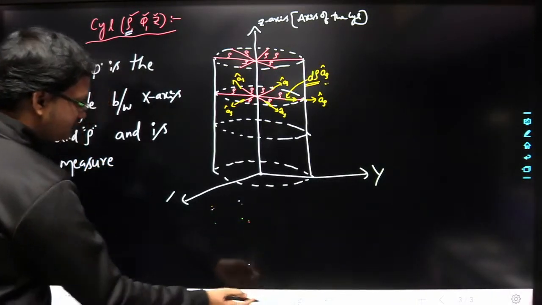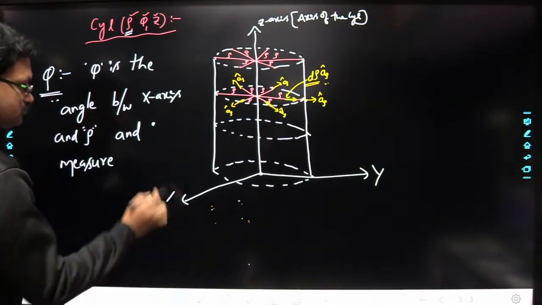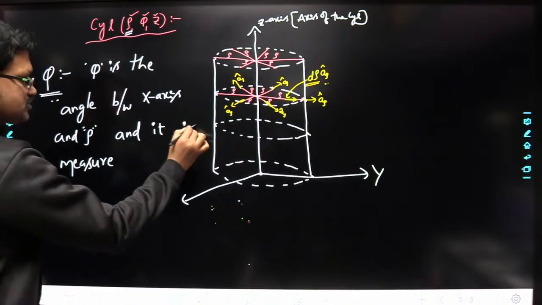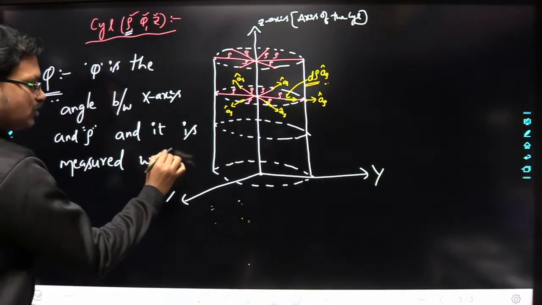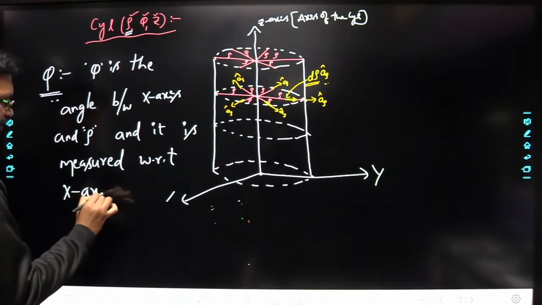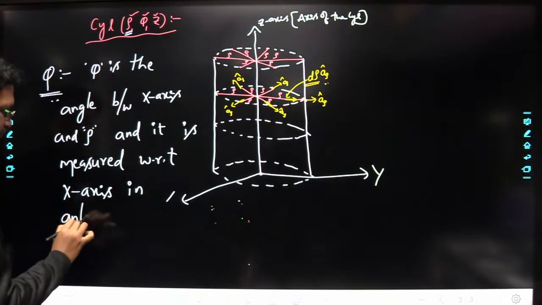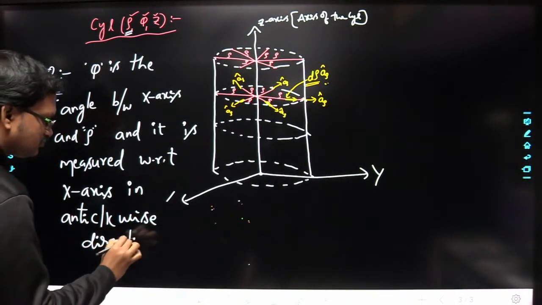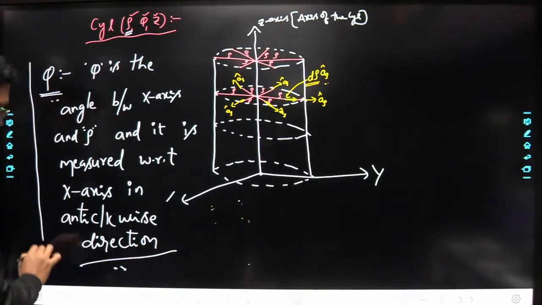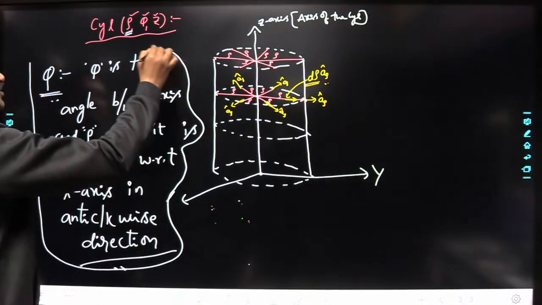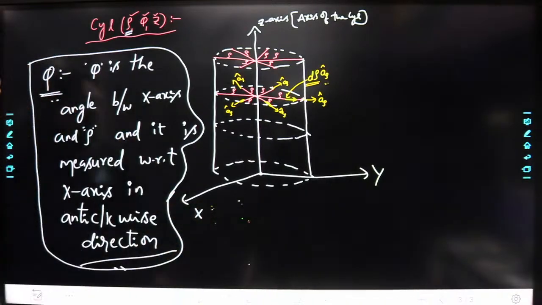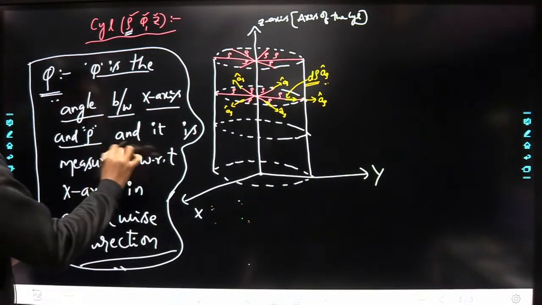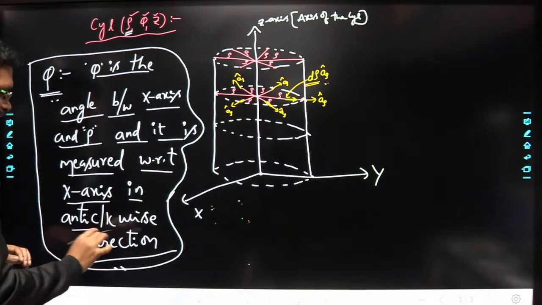Phi is the angle between x-axis and rho, and it is measured with respect to x-axis in anti-clockwise direction. Okay, so this is the definition for phi. These are not textbook definitions here, these are our own definitions, through which you can easily understand the concepts here.